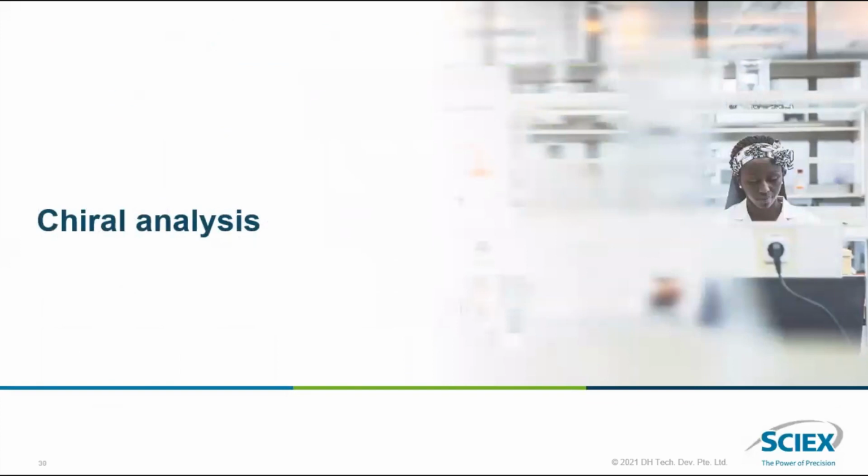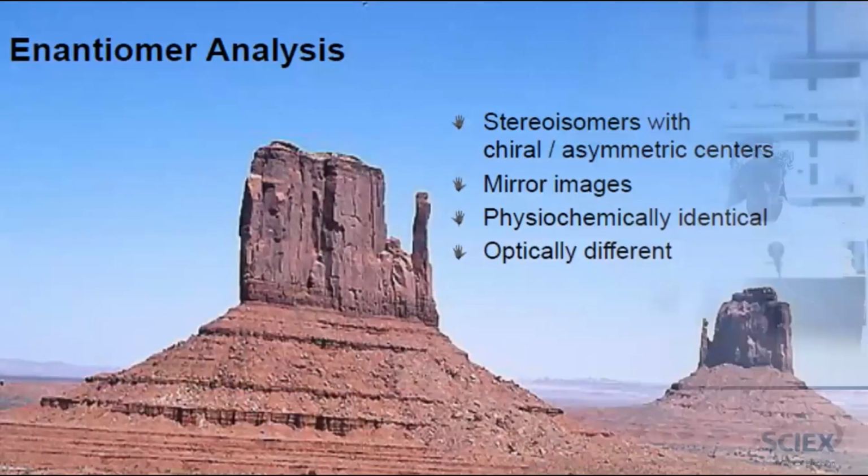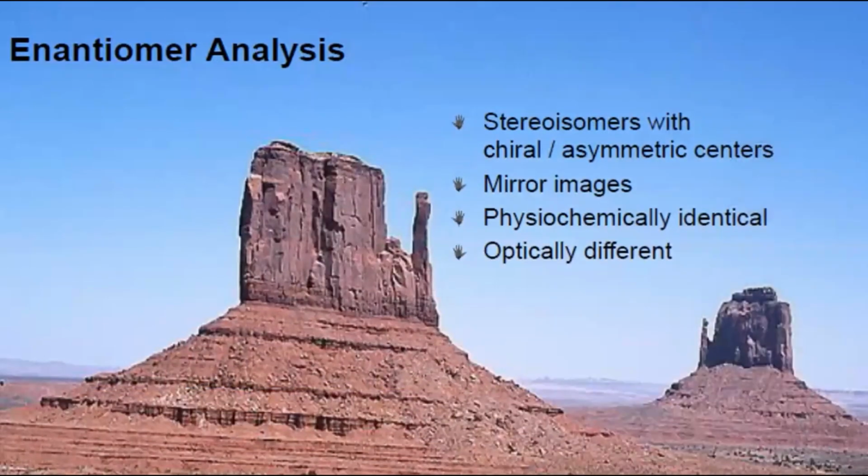Now I will talk about a different application, which is chiral analysis. As you know, chiral analysis has some challenges because these are stereoisomers, which contain different asymmetric centers, and they form mirror images. Chiral molecules are physically identical, but optically they are different. So whenever we talk about enantiomer analysis, there is always a challenge because of the behavior of these molecules.